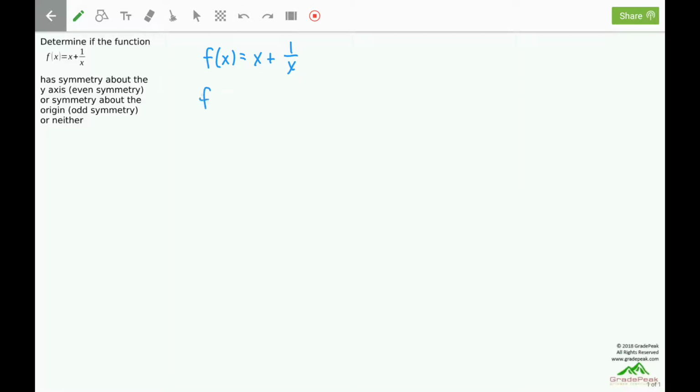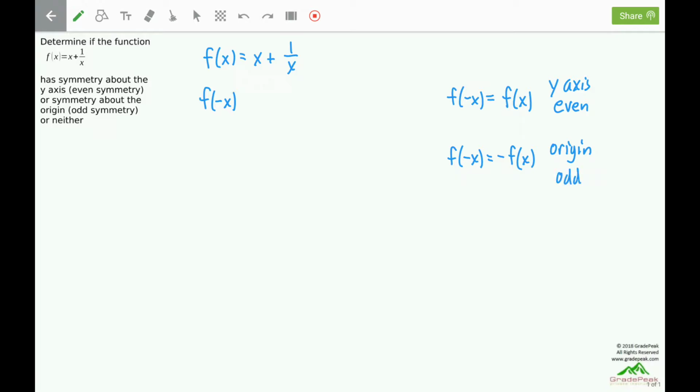What we're going to do is calculate f of negative x. If we find f of negative x to exactly equal f of x, it will have y-axis even symmetry. If we find f of negative x to be exactly the negative of f of x, it will have origin odd symmetry. And if we find neither to hold true, it will have neither symmetry.